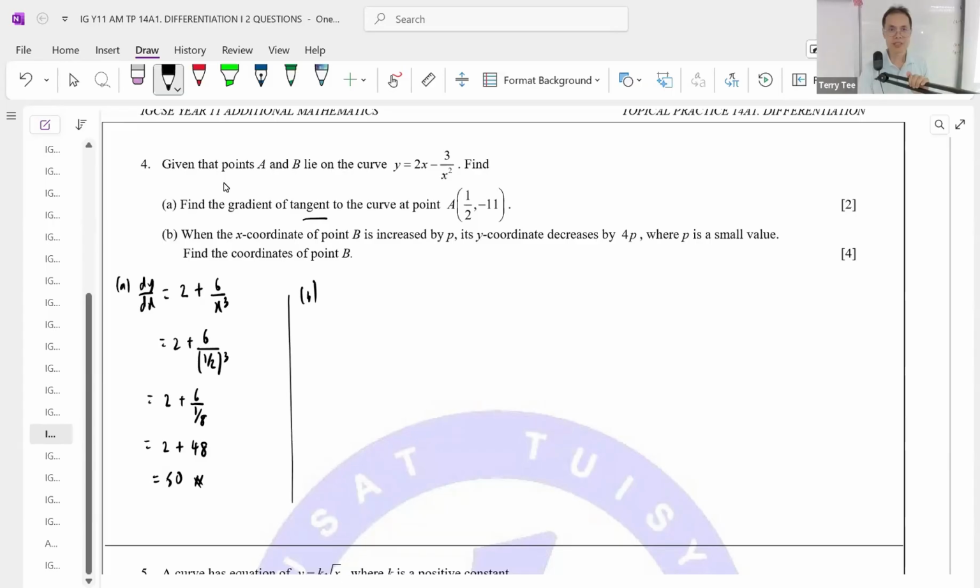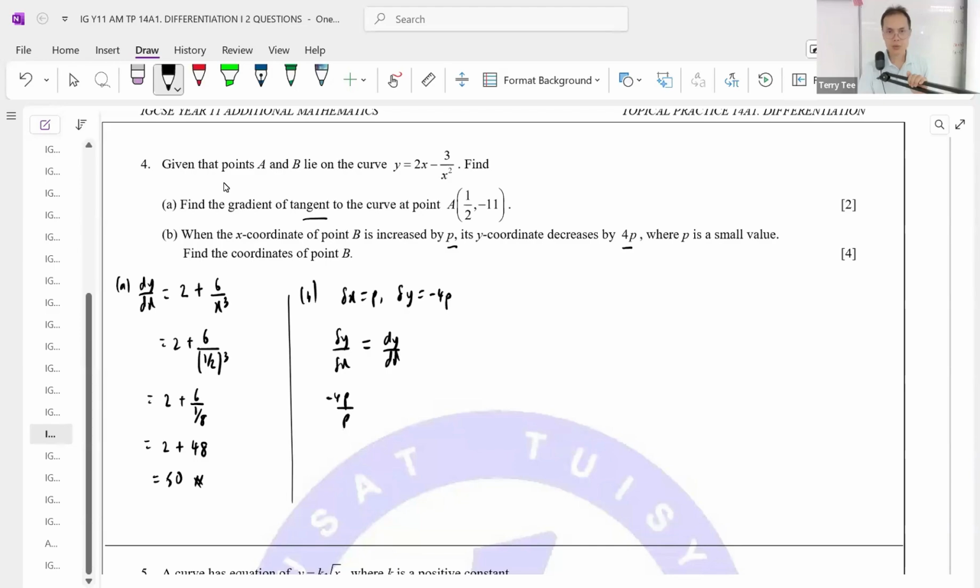Can you? All right, now next, find the coordinate of point B when the x coordinate increases by p and the y coordinate decreases by 4p. So what do you understand by this? Your delta x is now p. Your delta y is negative 4p. Yes. All right. So find the coordinate of point B. Remember, delta y over delta x is approximately dy dx, when delta x is small. So your delta y is negative 4p. Your delta x is p.